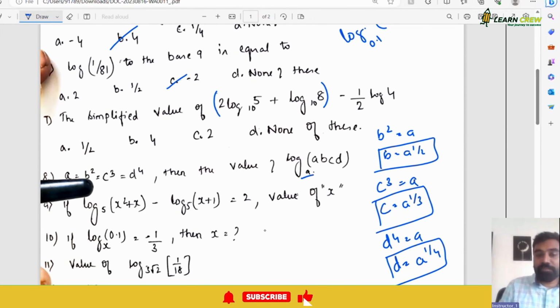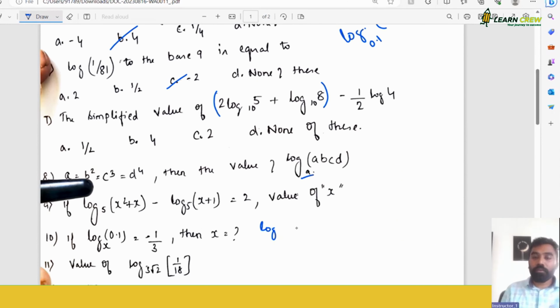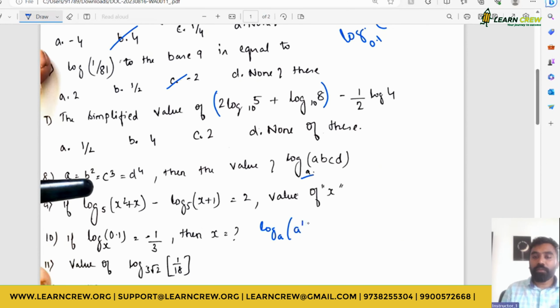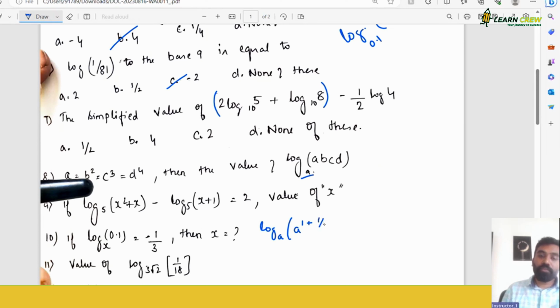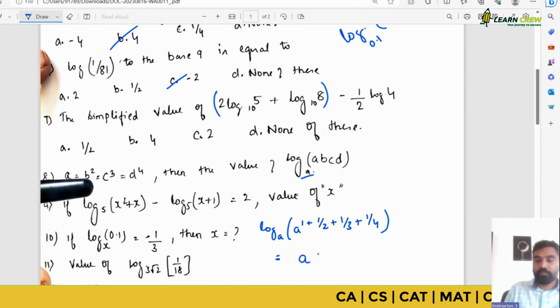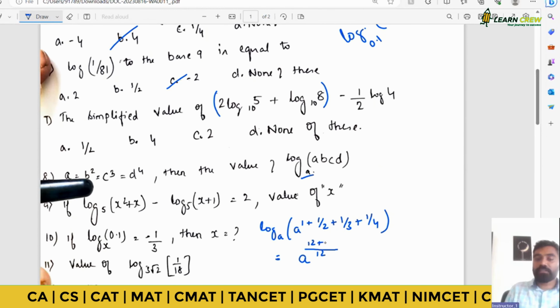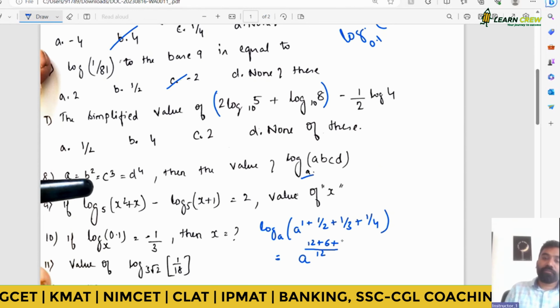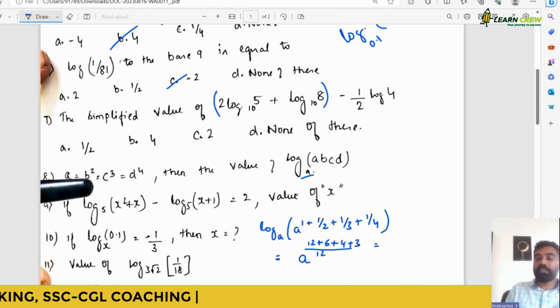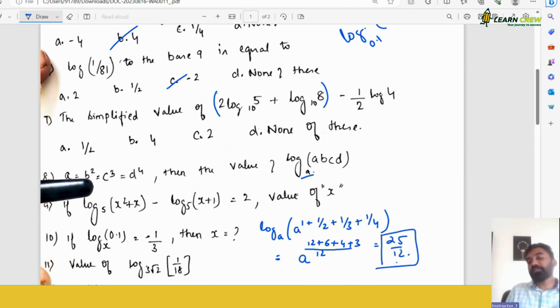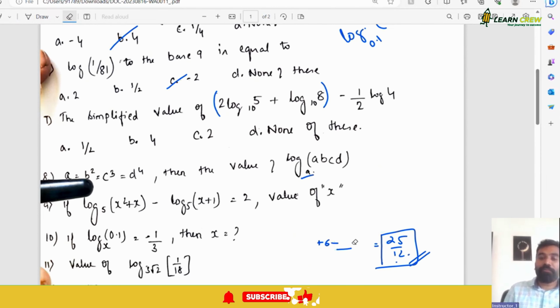So it becomes log of A base A to the power of 1 plus 1 by 2 plus 1 by 3 plus 1 by 4, right? Okay, what's the LCM for this? 12. So that is 12 plus 6 plus 4 plus 3, which is going to be 18, 22, 25 by 12. So this 25 by 12 comes out, log A to the base A becomes 1, and the answer is 25 by 12. Fine. Easy one, no complication. Straightforward. If you are comfortable with all the rules, then everything is easy.